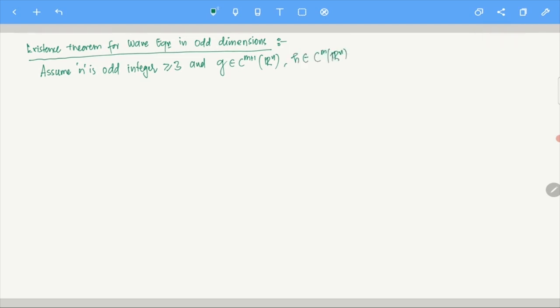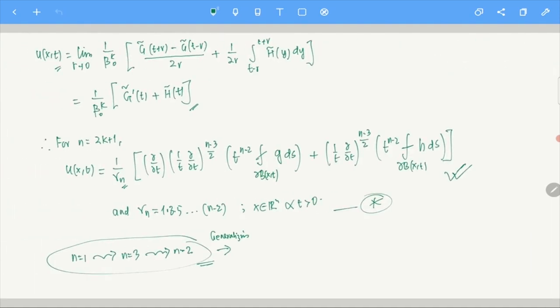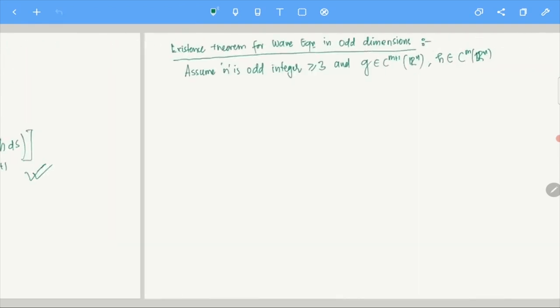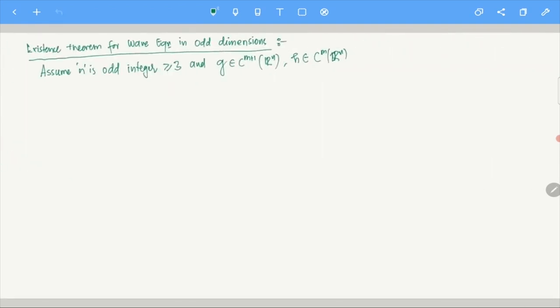See, why we need a little more smoothness in g, because we want that g prime is involved here. So g has a derivative kind of thing involved. h does not have any derivative involved in the element. So that is why we always need more smoothness on g in comparison to h, for m equals (n plus 1) by 2. Clear?